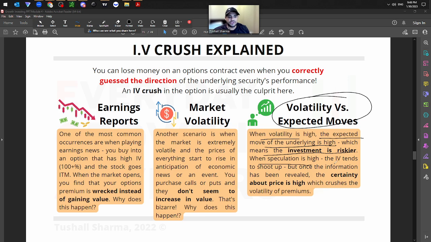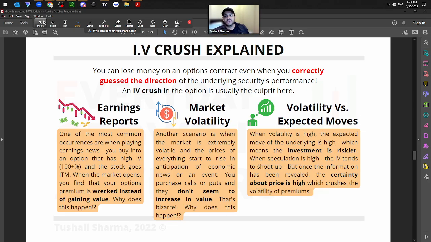So when speculation is high, the IV tends to shoot up. But once the information has been revealed, the uncertainty about the price is gone, and that causes a crush in the premiums. This could be any news event.